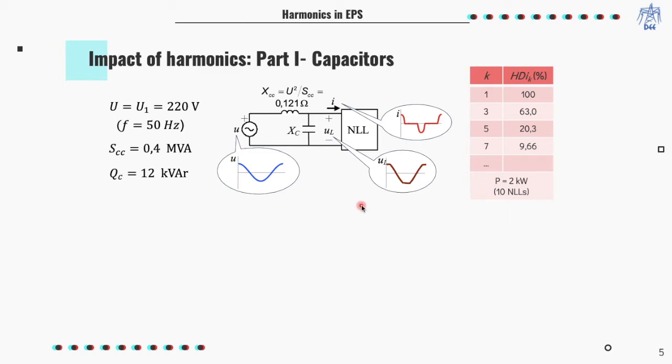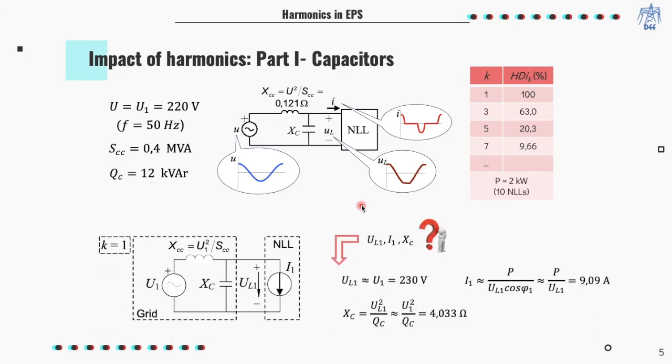According to the videos about harmonic problem resolution, we will divide the study in the fundamental and harmonic circuits. For the fundamental, we will determine the voltage at the nonlinear load terminals by approximating to the supply voltage, the fundamental current consumed by the nonlinear load, and the reactance of the capacitor bank from its reactive power consumption.